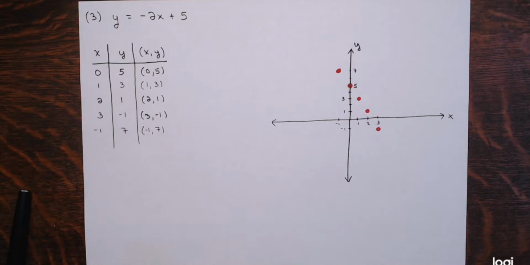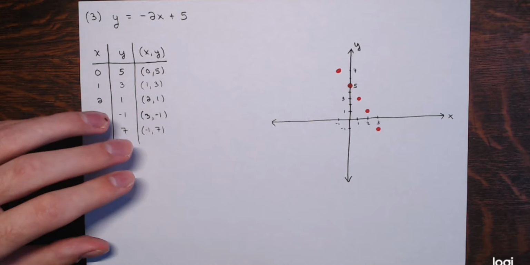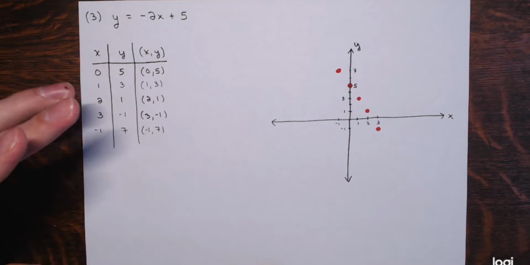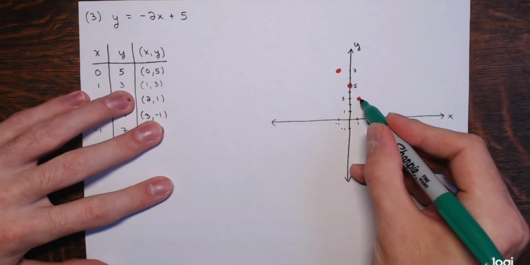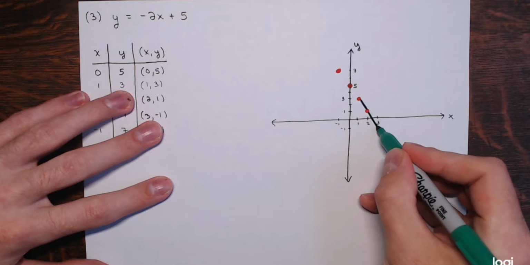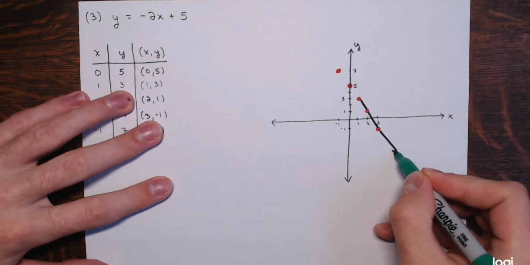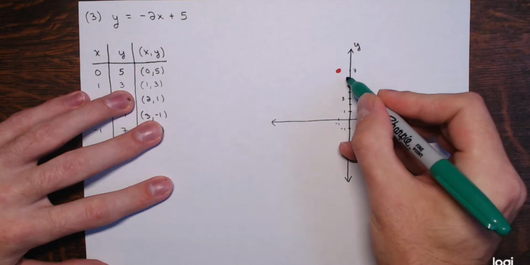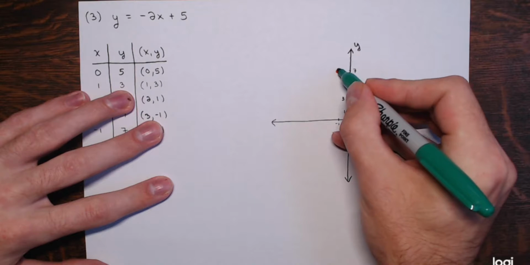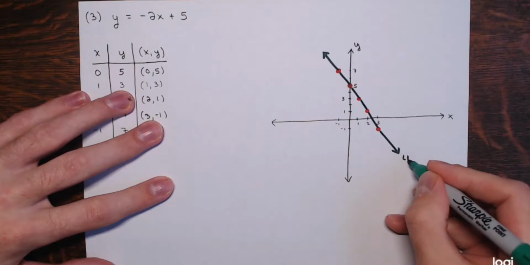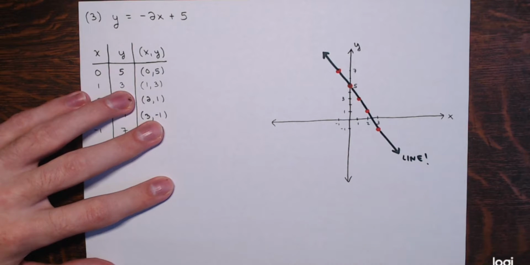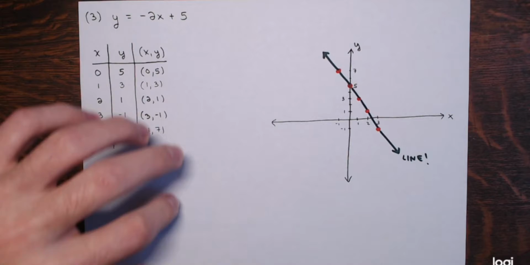And again, I think I have enough. If you already know it's going to be a line based on how the equation looks, then you only need to plot 2 points. But I'm definitely seeing a linear pattern here. These are forming a line that's going down to the right and up to the left, like that. Again, that doesn't look very good. It doesn't look very straight, but this should be a line. All right, sorry about the waviness of that.